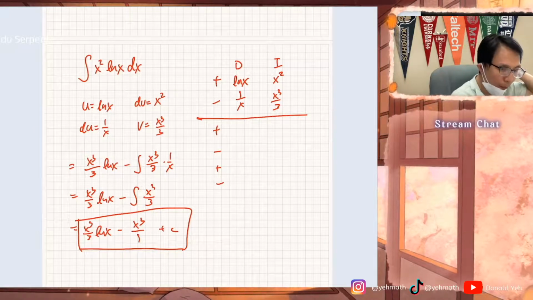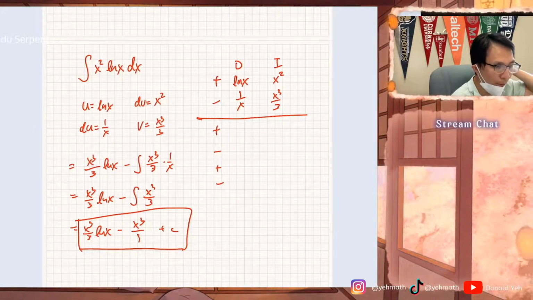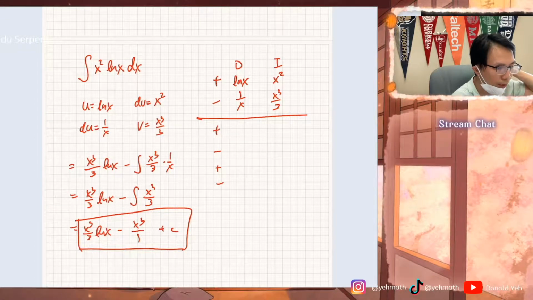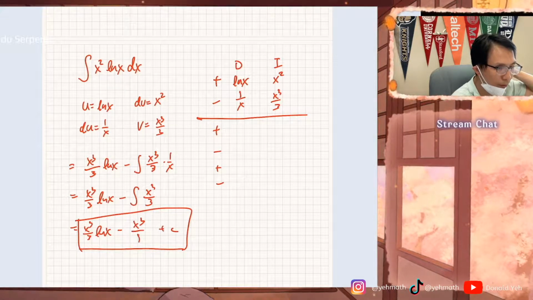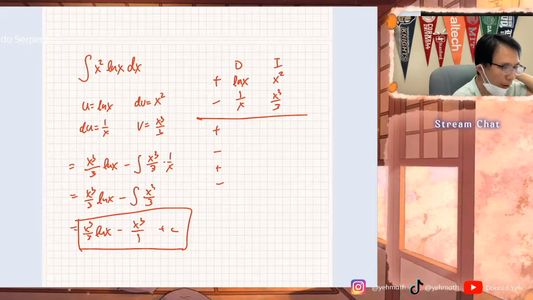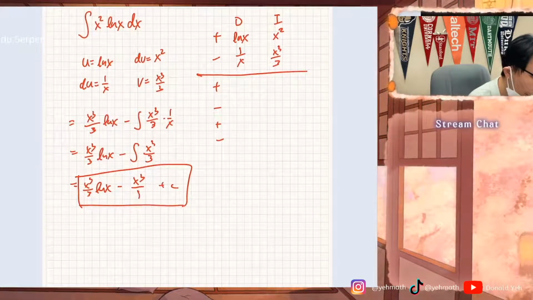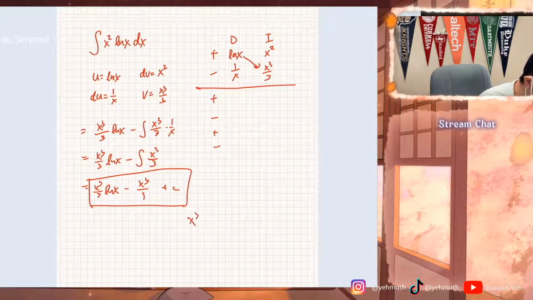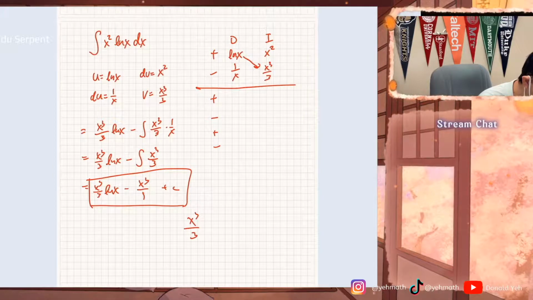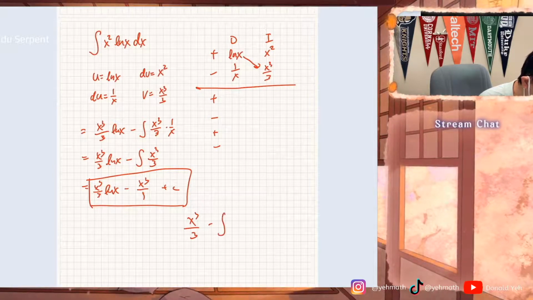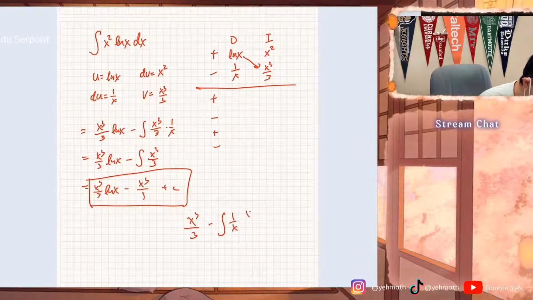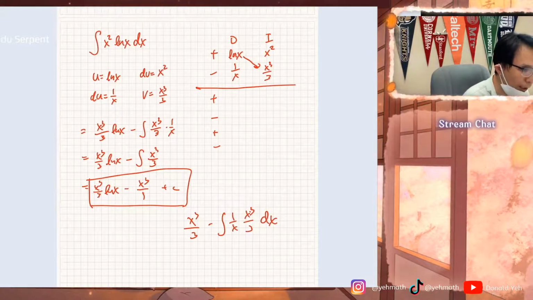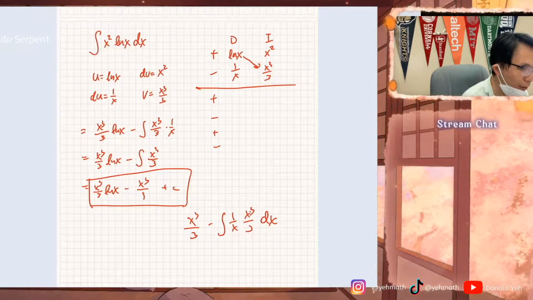So, what's the integration of x cubed over 3? x to the 4th over 12. No, you're gonna stop right here. So here you're gonna just do this. It'll be x cubed over 3, and minus the integration of 1 over x times x cubed over 3 dx. And you're going to get the same thing. The working is going to be exactly the same way for the DI method.